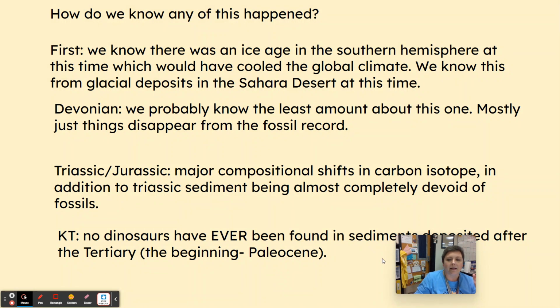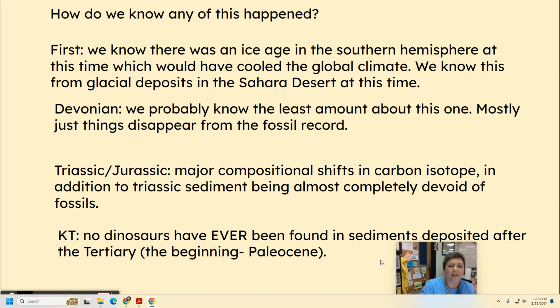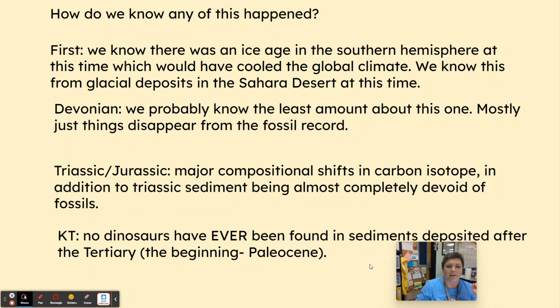So one thing that I always wonder is how do we know that any of this happened? Right? We're just letting people tell us this stuff, but there is evidence of it. We know that there was an ice age in the southern hemisphere at the time of the first mass extinction, after the Ordovician. And it would have cooled the global climate. And we know this from glacial deposits in the Sahara Desert.